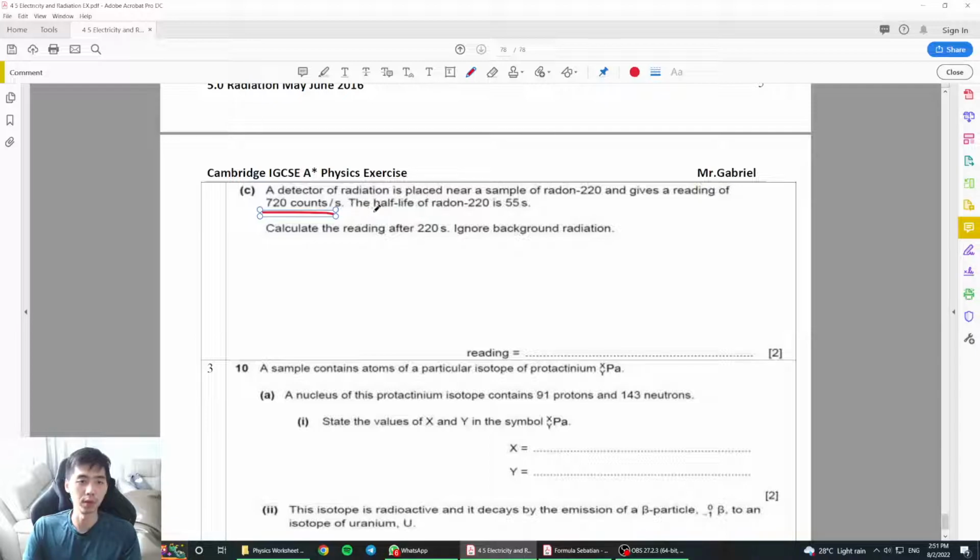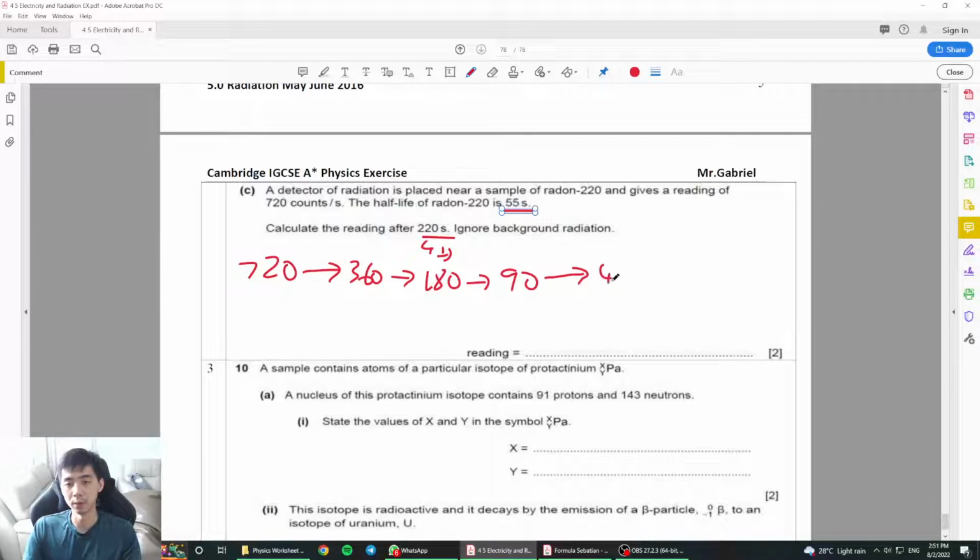Okay, a detector of radiation is placed near a sample of radon-222 and gives a reading of 720 counts per second. The half-life is 55 seconds. Calculate the reading after this amount, which is four half-lives. Ignore background radiation. Good, easy. 720, the first half-life becomes 360, the second half-life becomes 180, the next half-life becomes 90, and the fourth half-life becomes 45. So easy, 45 counts per second. Follow the units yet again.